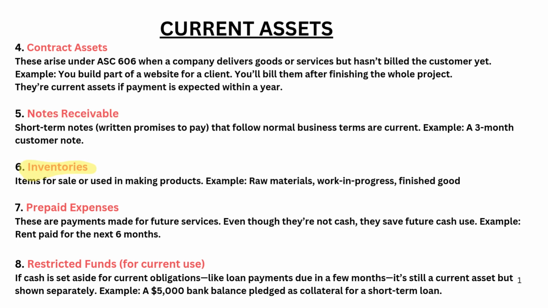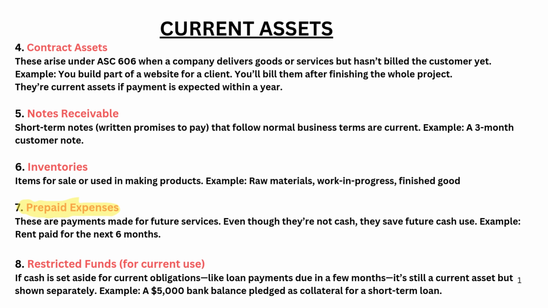6. Inventories. These are goods the company will sell or use to make other products. Examples include raw materials, like flour for a bakery, work in progress, half-baked cakes. Finished goods, cakes ready to sell. 7. Prepaid expenses. These are payments made in advance for services the company will use in the future. Example: if the company pays 6 months' rent in advance, it's not gone, it's a future benefit and a current asset.